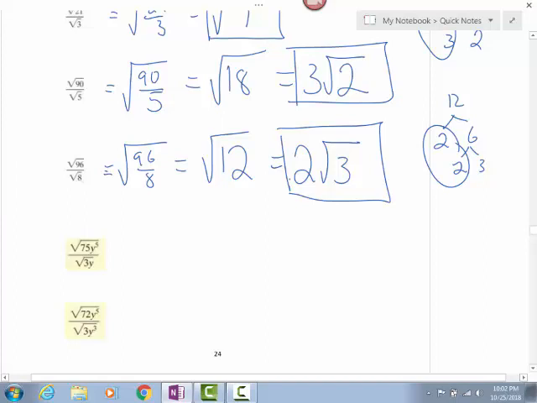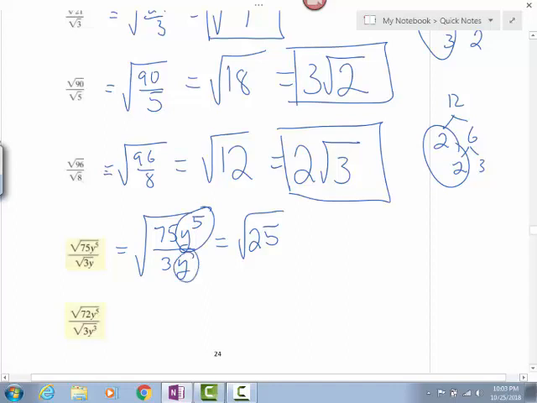All right. So let's try these next two here. Again, a big square root, 75y to the 5th over 3y. Okay. So let's see. 3 goes into 75 25 times. If I have a y to the 5th here and a y on the bottom, I'm still left with 4 y's. Okay. And the square root of 25 I know is 5. Again, I'm going to take my exponent, divide it by 2. That gives me y squared.